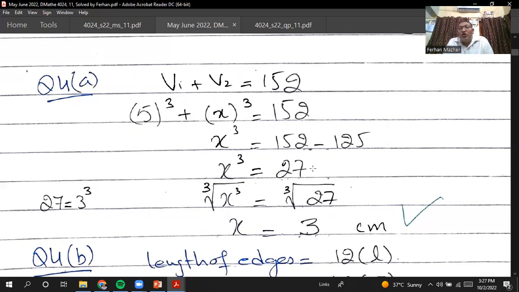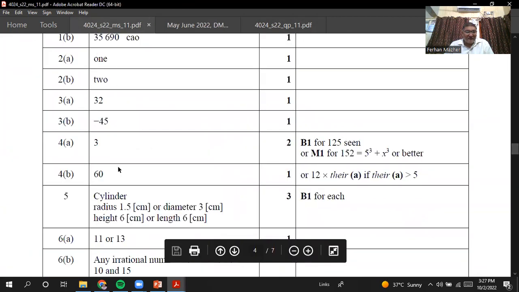So take the cube root on both the sides. When you take the cube root of x cube, it will become x. When you take the cube root of 27, it will be 3. So the edge of that second cube is 3 centimeter long. So that's question number 4. It's 3 centimeter long. Yeah, the answer is right.